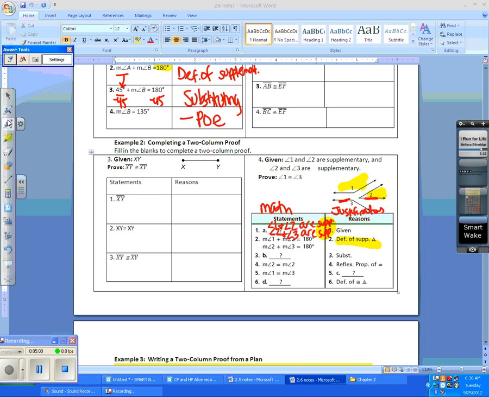Some of you guys are like, Ms. Broyles, this is such a lame step. This is just like opening up the peanut butter jar. You have to do it. The details are important. Okay, notice step 3 is blank, but it says we're going to use substitution.